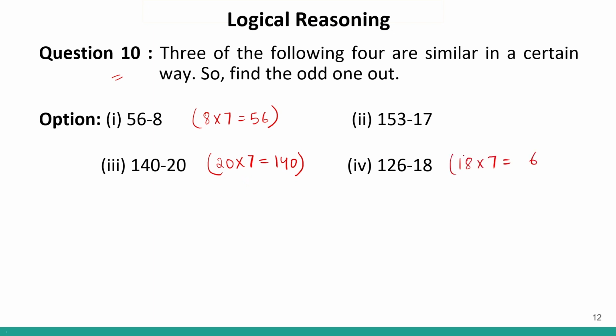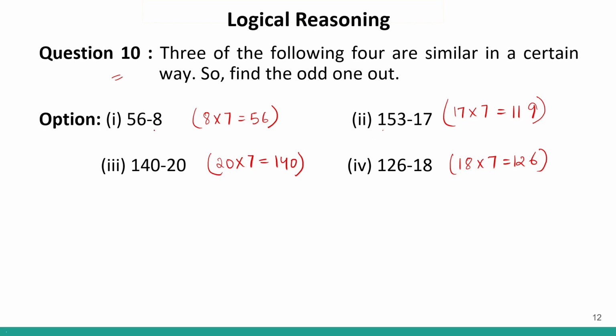8 7s are 56. 5 will be carried. 7 into 1 will be 7 plus 5, 12. So 18 into 7 will give me 126. Correct? Now let us check for option number 2. So option number 2, 17 into 7 will give me how much? 7 7s are 49. 4 will be carried. 7 plus 4 will be 11. So this will be 119 but not 153.